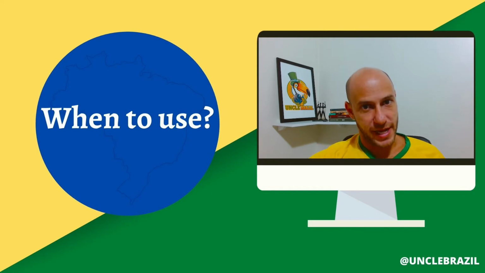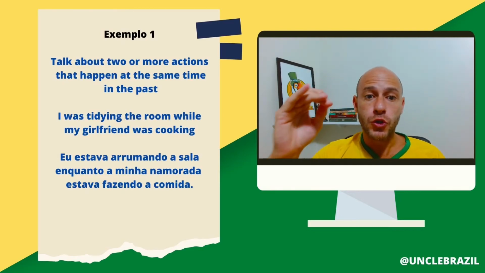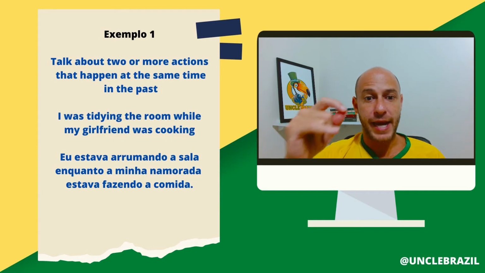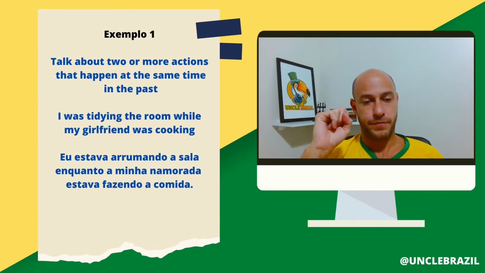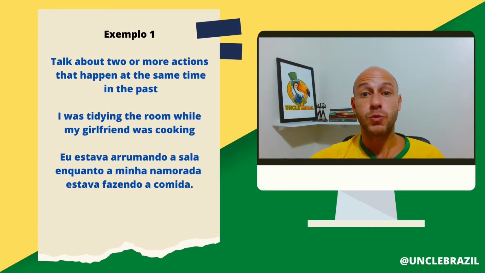First, we need to understand when to use the past continuous in Portuguese. There are some cases, but I identified the three most important in my opinion, and now I will show you some examples. The first one, talk about two or more actions that happen at the same time in the past. For example, I was tidying the room while my girlfriend was cooking. Eu estava arrumando a sala enquanto a minha namorada estava fazendo a comida.